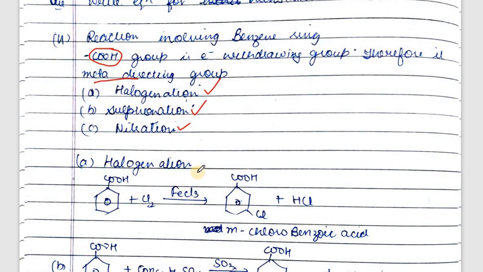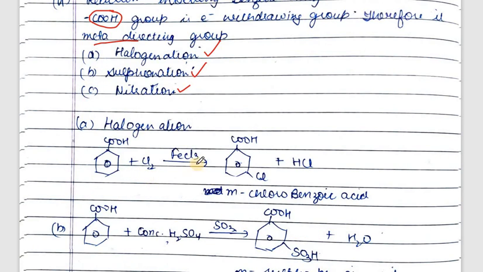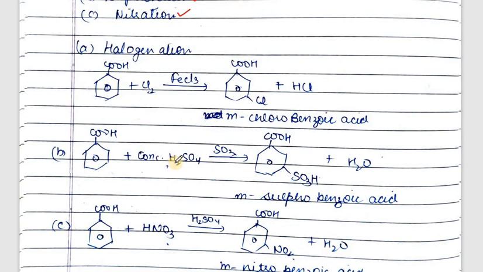So in halogenation with chlorine and ferric chloride, the chlorine group will be introduced at the meta position. So it is meta-chlorobenzoic acid. Similarly, in sulfonation with sulfuric acid and sulfur trioxide, the sulfonic group will be introduced at the meta position. So SO3H, meta-sulfobenzoic acid, or it is meta-benzoic sulfonic acid.